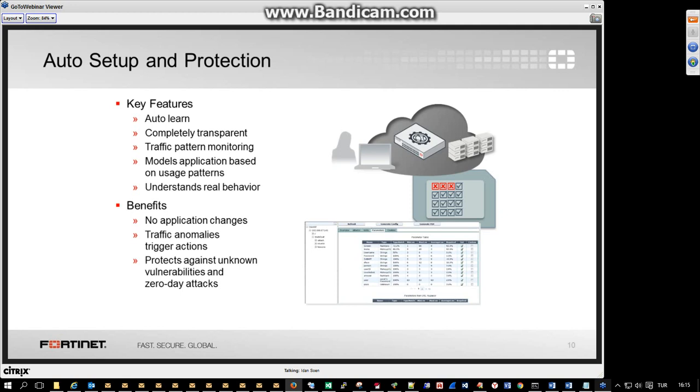I mentioned AutoLearn, the profiling capability of a WAF, and I want to spend a couple of minutes on how we do that with our solution. This isn't new. We've had this for a while, but it's a very important feature when it comes to a web application firewall, differentiating it from the rest of the products.